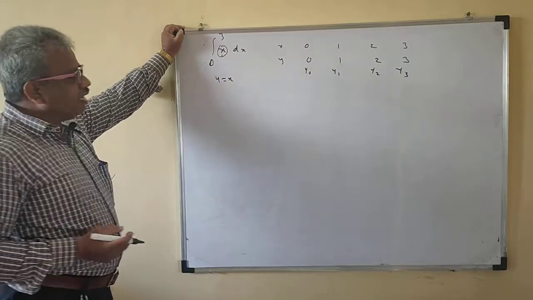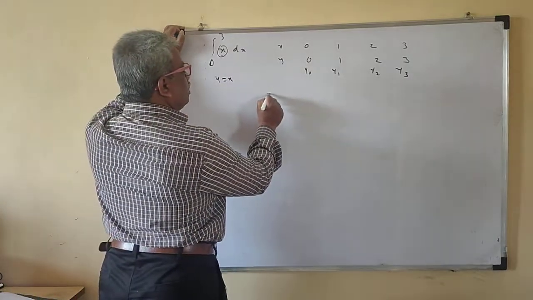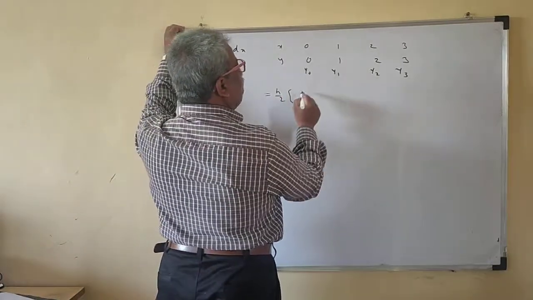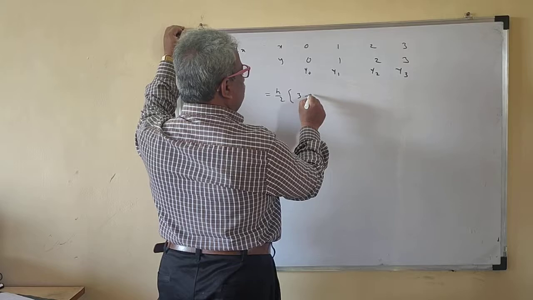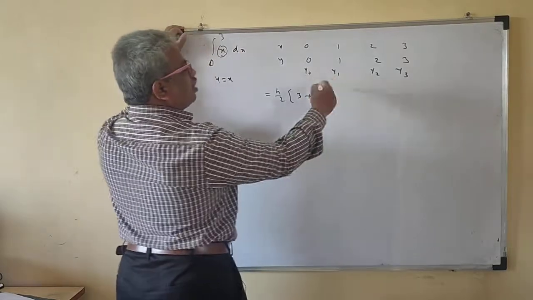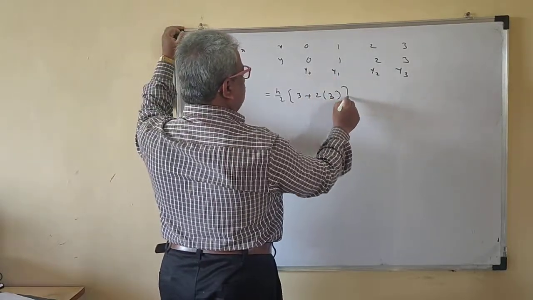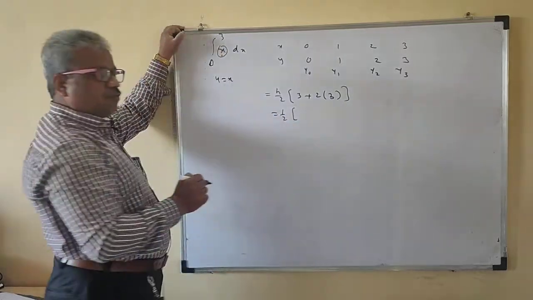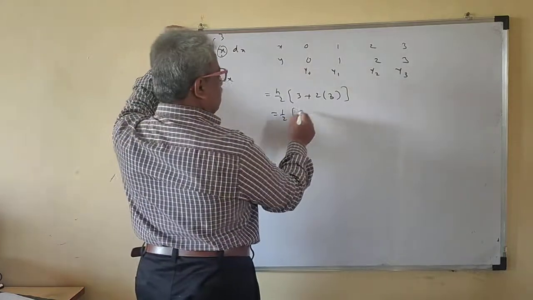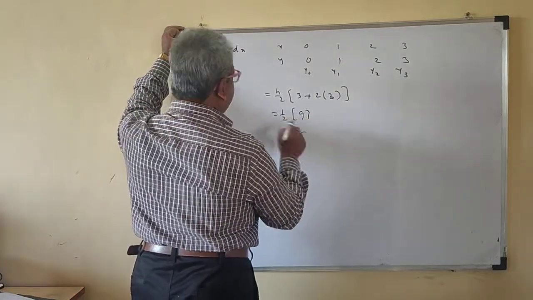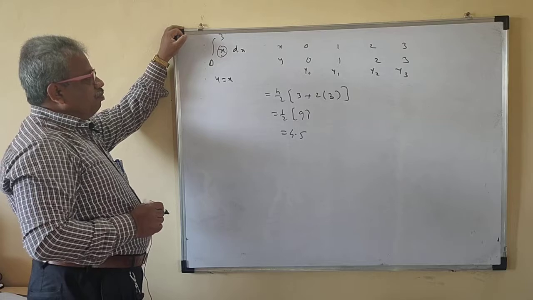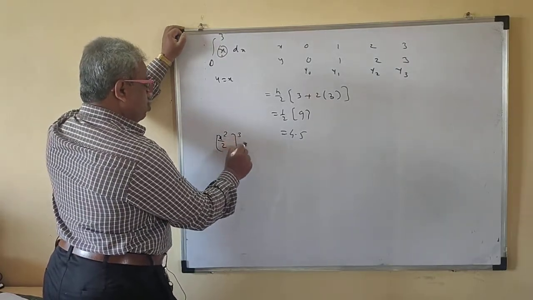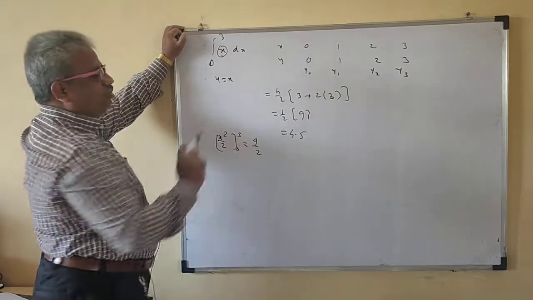Now we will integrate by the trapezoidal rule. This is h by 2 times y0 plus y3, plus 2 times the sum of the middle ones. So your h is 1, so 1 half. This is 6, 6 plus 3 is 9. So this is 4.5. Now see what we get from x square by 2 from 0 to 3. This is 9 by 2. We get 9 by 2 here.